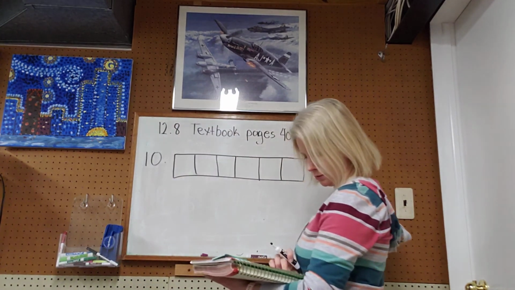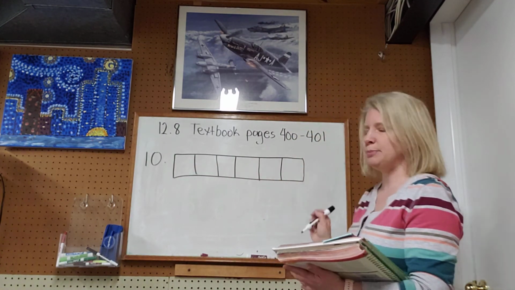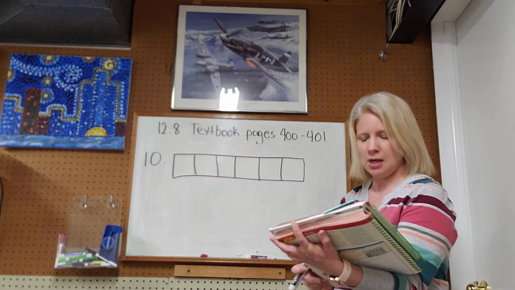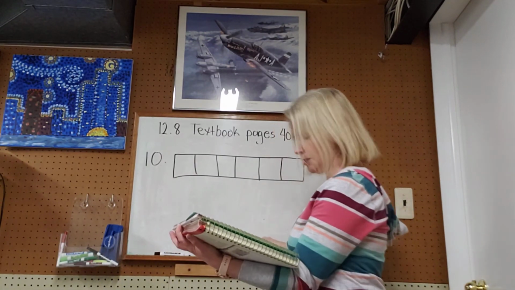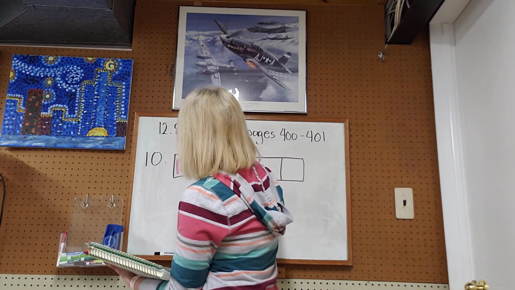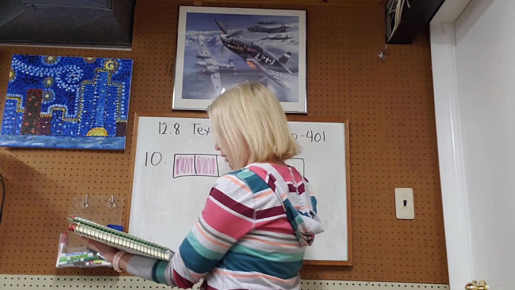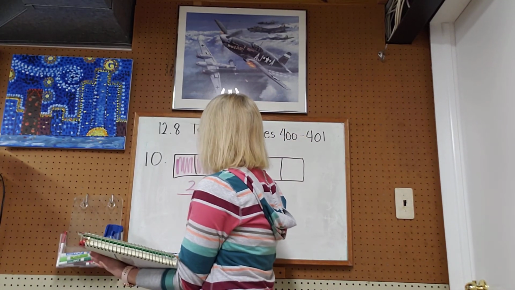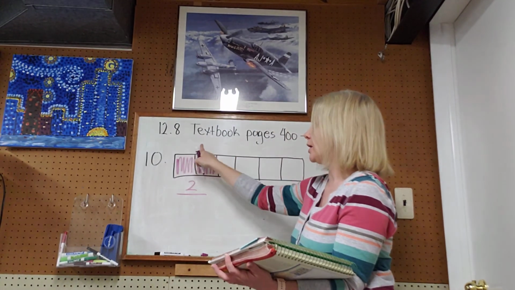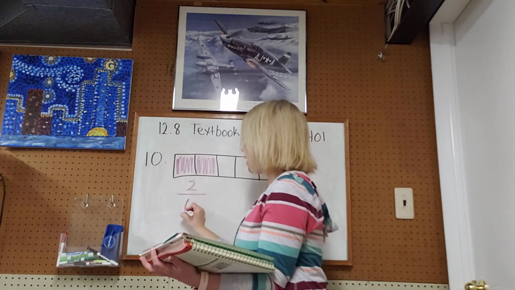Okay, 1, 2, 3, 4, 5, 6. So I have 1, 2, 3, 4, 5, 6 pieces, just like in number 10. Some of those pieces are colored purple. 2 of them. So let's write that. 2 out of my 6 pieces are purple.